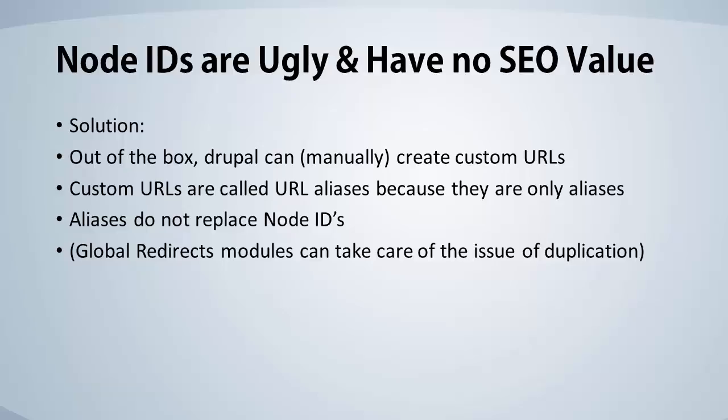Now, a few comments about the URLs. They're actually called URL aliases. The difference between a URL and a URL alias is important. The aliases do not technically replace the node ID. This means that we could go to node/6, or we could go to the name of the page. So I'm going to show you what that looks like right now.